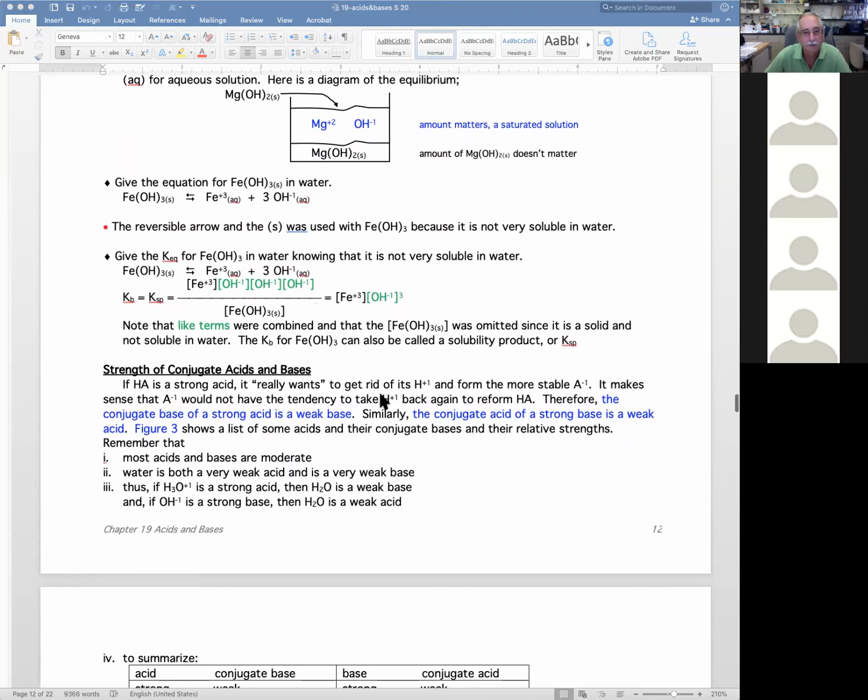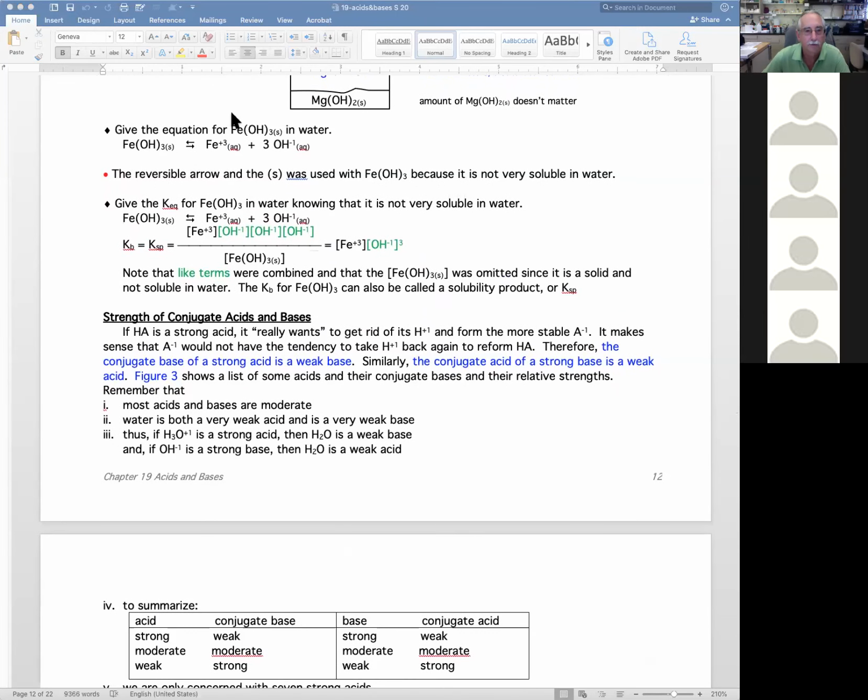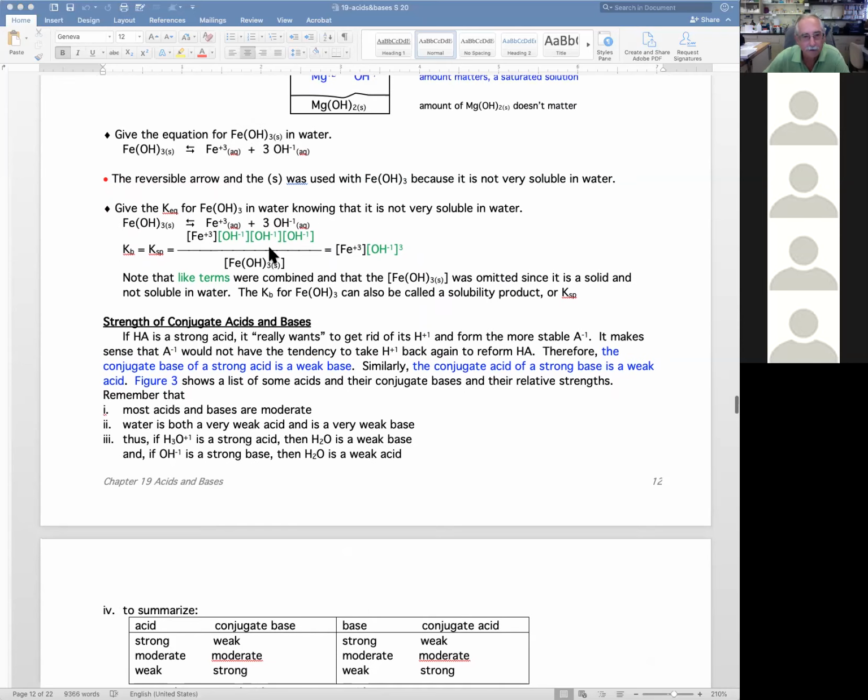So here's another one that's very similar to that. Iron 3 hydroxide in water is not very soluble because hydroxides are not very soluble. So here would be the reaction for it. Here would be the base, here would be the base, right? There is no acid. To get the equilibrium constant, it's products over reactants. And I combine the like terms here, so that's why this is cubed. And then this is a solid, so it's left out. So here's what the Ksp would look like.